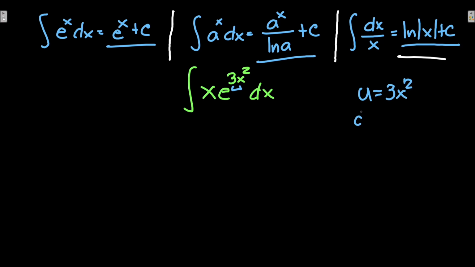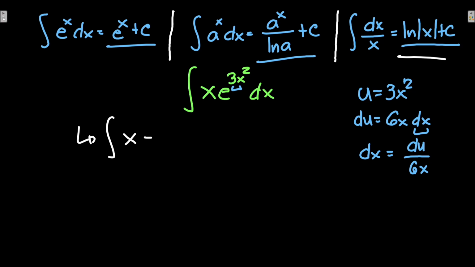And so take the derivative. The derivative of 3x squared would be 6x dx. Taking dx alone, transpose 6x to the other side, which would be du over 6x. And so this would be the integral of x multiplied by e raised to the power of 3x squared, which is u, multiplied by dx, which is du over 6x.